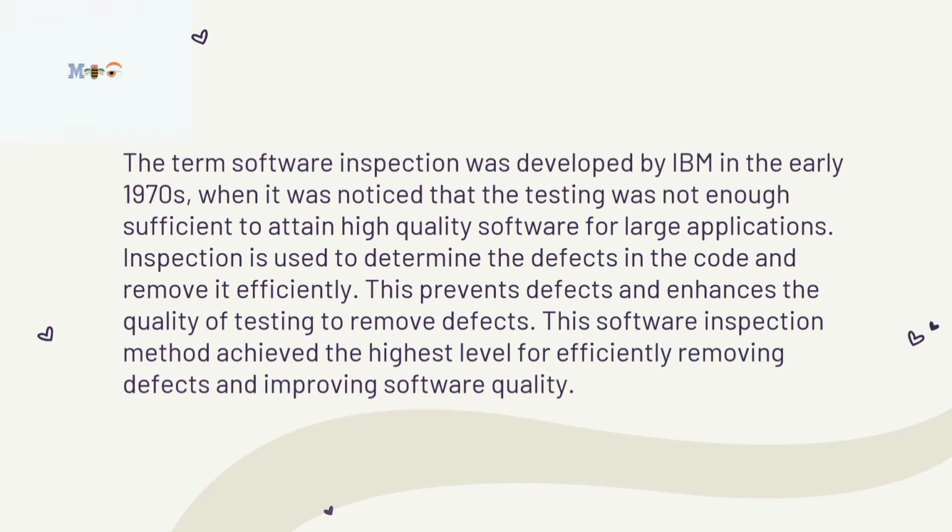The term software inspection was developed by IBM in the early 1970s when it was noticed that testing was not sufficient to attain high quality software for large applications. Inspection is used to determine the defects in the code and remove them efficiently. This prevents defects and enhances the quality of testing to remove defects. This software inspection method achieves the highest level for efficiently removing defects and improving software quality.